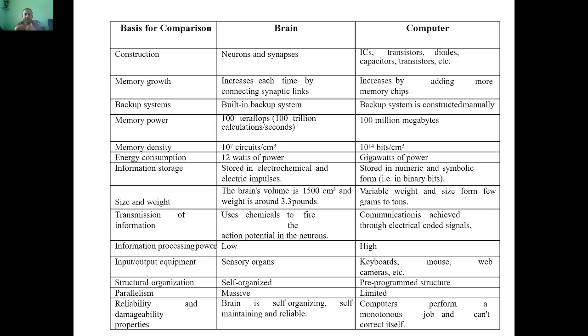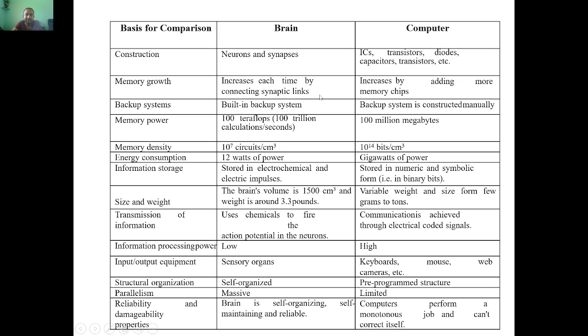So that means every 18 months we can double the activity of the computer. That means the tasks can be doubled. Understanding? In order to get more memory, you need to add more memory chips. Next, backup systems. So here in the brain, it has a built-in backup system.